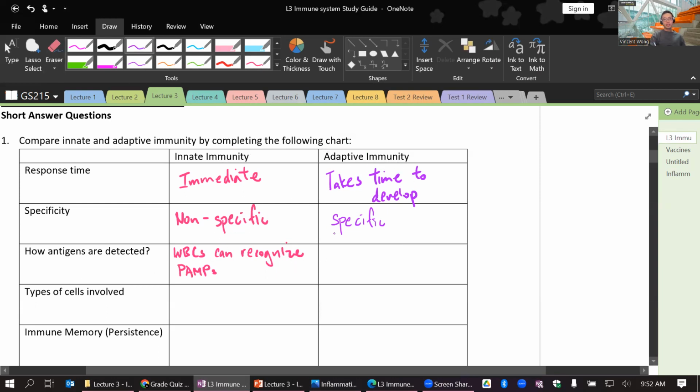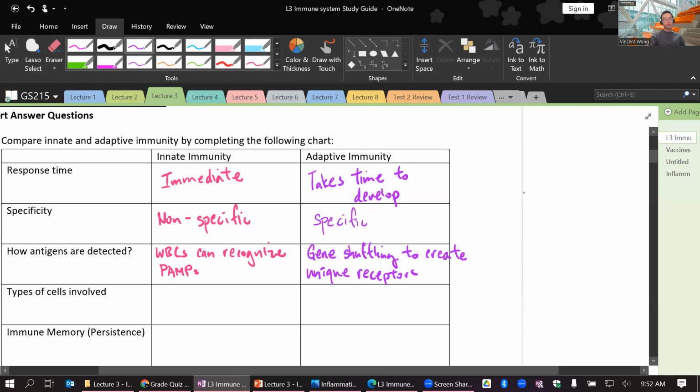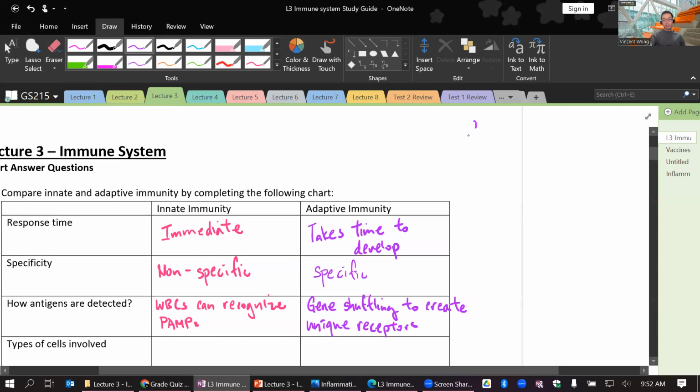For adaptive immunity, it's a little bit more complicated. They use what's called gene shuffling to create unique receptors. We'll explain more about these receptors next time, but I would just like to spend a moment to talk about the gene shuffling.